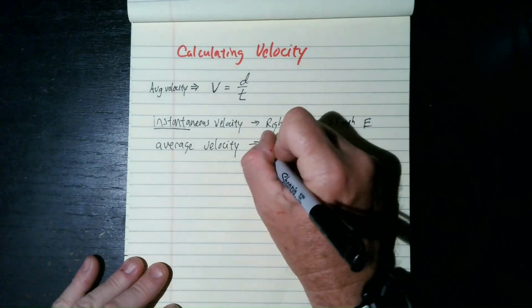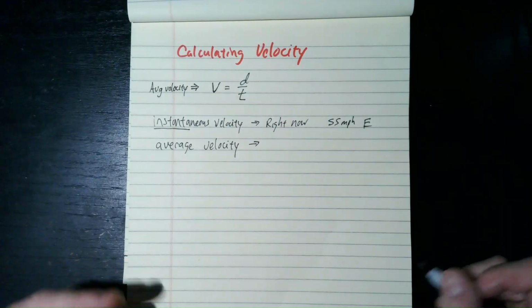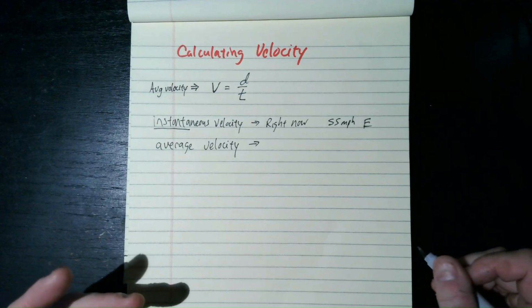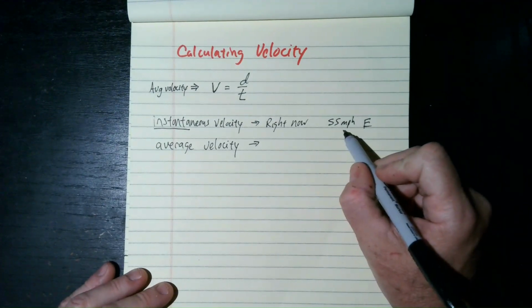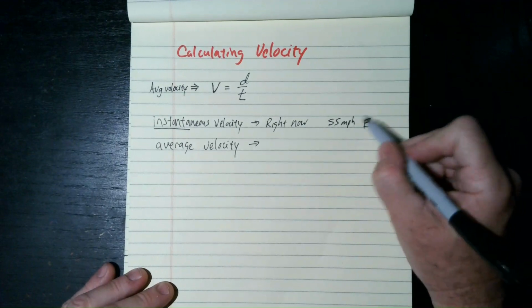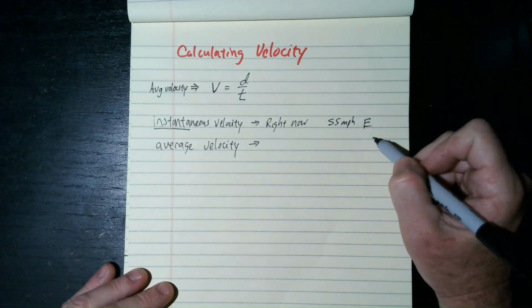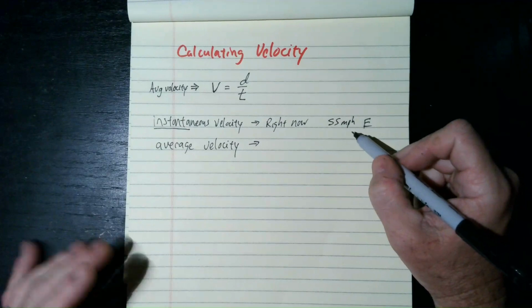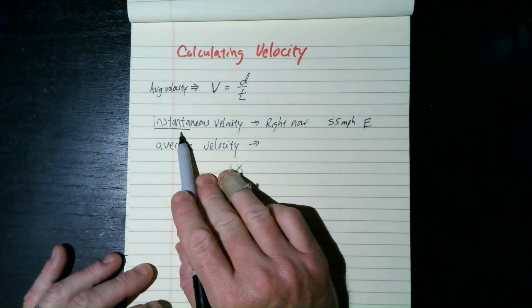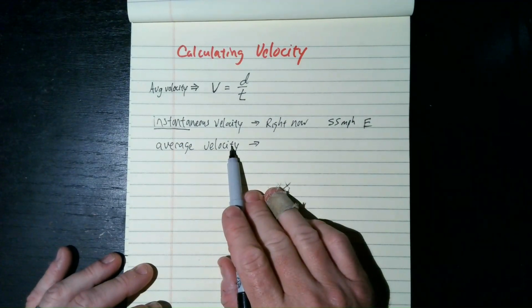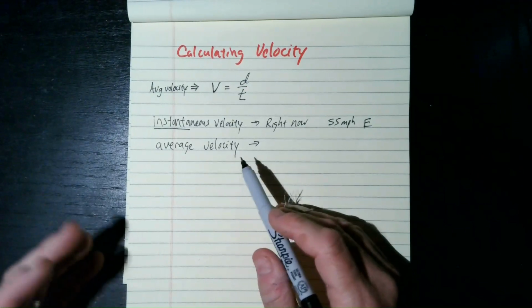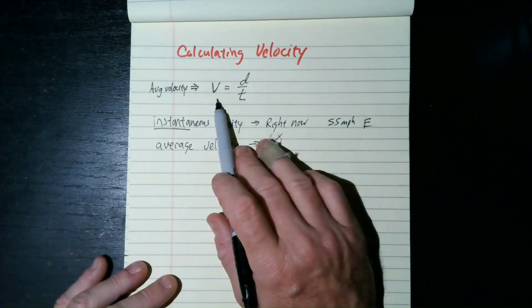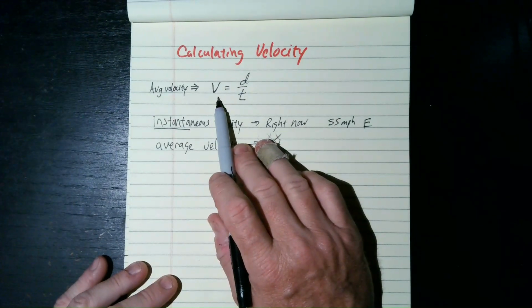The average velocity is just what it says it is. It's on average what was your velocity. So imagine you look down at the speedometer and you're going 55 miles per hour. And some speedometers even have a little directional thing to tell you north, south, east, or west. That is the right now, the at that instant velocity. But the average velocity is the average of all of your velocities together. And it is calculated with this formula here.